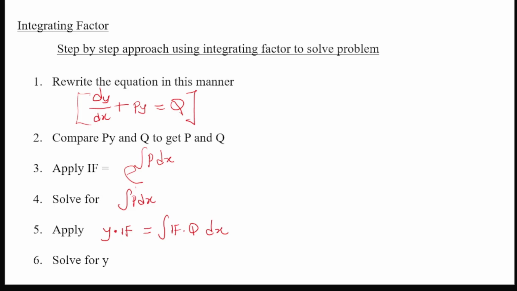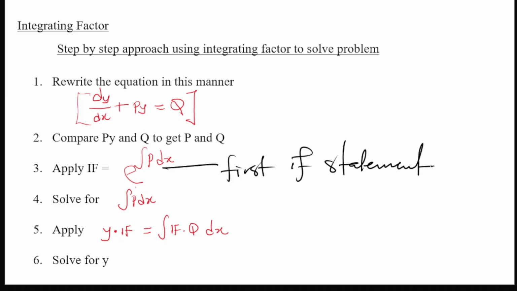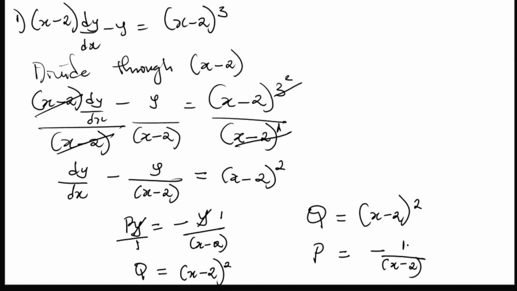After getting your p and your q, apply your first if statement. So I call this your first if statement. Take note, your first if statement. And what's your first if statement saying? Your first if statement is saying, take the exponential of the integral of p dx. So basically we are taking the exponential of the integral of p, and what's our p here? Our p is simply minus 1 over x minus 2.